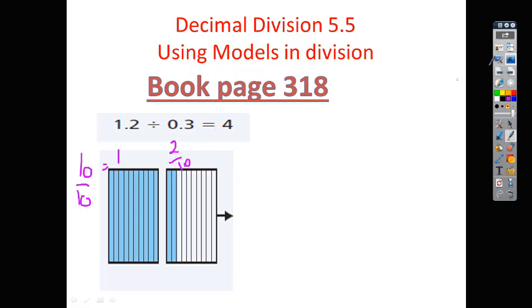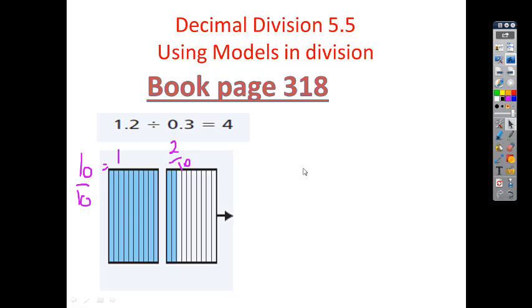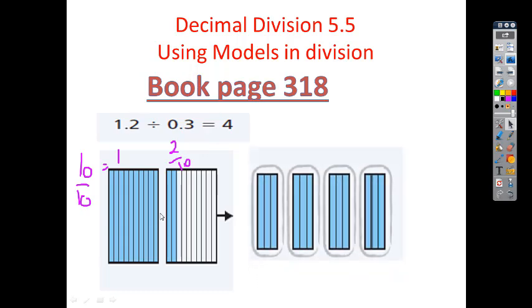Okay, you want to divide 1.2 divided by 0.3. That means how many groups of 3/10 are there in 1.2? So let's take each 3/10 together. 1, 2, 3, that's the first group, and then 1, 2, 3 second, 1, 2, 3 third, and 1, 2, 3 fourth. So that means there are 4 groups of 3/10 in 1.2.